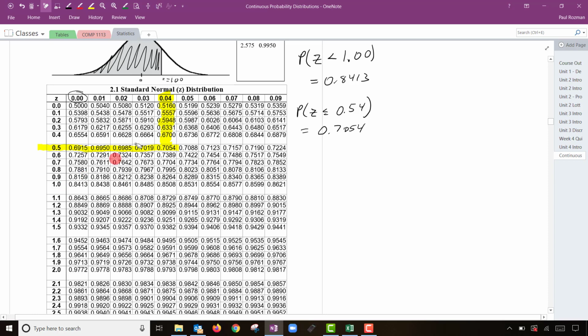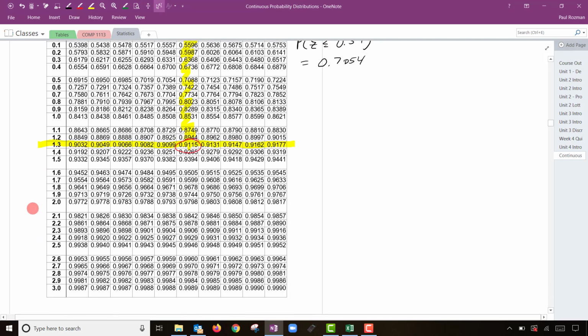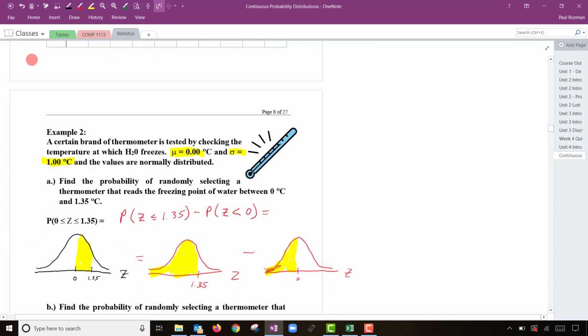Let's erase some of these scribbles. We go to 1.3, and our next decimal place was 5. So we get 0.9115 is the area to the left of that. So this area is 0.9115. This area to the left of 0, I don't even have to look that one up. It must be 0.5. It's half of it. So 0.9115 minus 0.5000 is 0.4115. And we've done it.